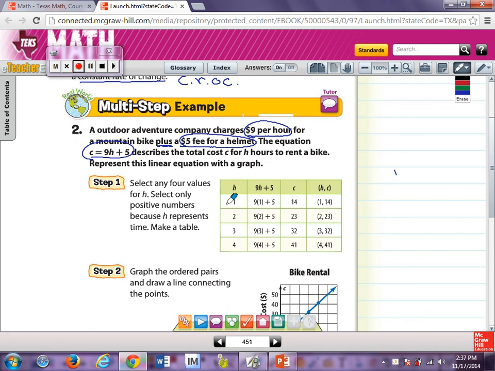So here's what they did. They said, okay, 1 hour, 9 times 1, which is $9, plus the $5 helmet fee, that's 14. 9 times 2, for 2 hours, that's $18, plus the $5 helmet fee, that's $23 total. 9 times 3 hours, that's $27, plus the $5 helmet fee, that's $32. 9 times 4 would be $36 for 4 hours, plus the $5 helmet fee, which is $41. And then they put these two together. Each one of these came together to make the points that we have right here: (1, 14), (2, 23), (3, 32), and (4, 41). So that's how you make a table, and we saw how to do this in the last example. So we'll go on to the next part.